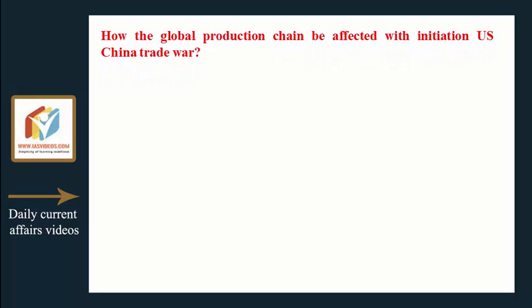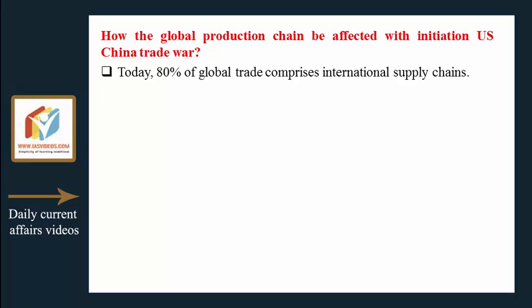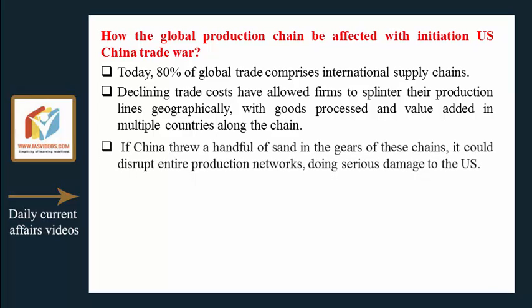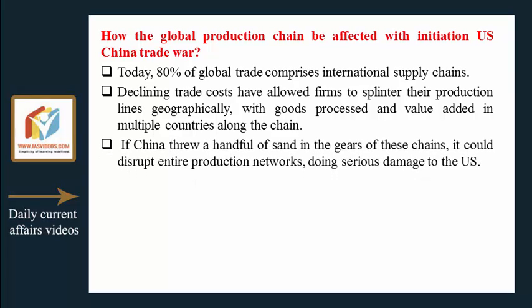How would the global production chain be affected with the initiation of a US-China trade war? Today, 80% of global trade comprises international supply chains. Declining trade costs have allowed firms to splinter their production lines geographically, with goods processed and value added in multiple countries along the chain. If China threw a handful of sand in the gears of these chains, it could disrupt entire production networks, doing serious damage to the US.